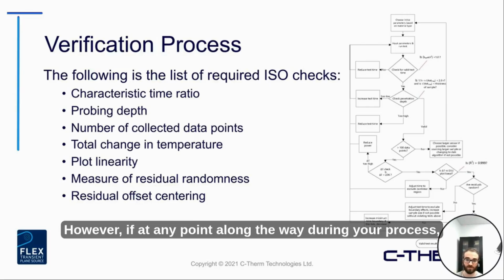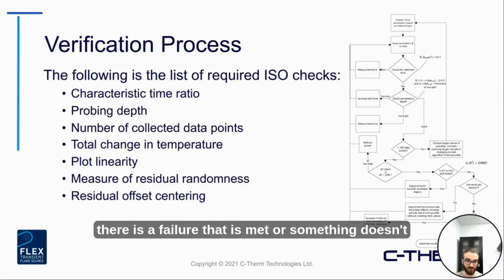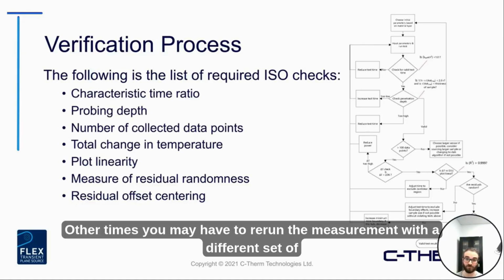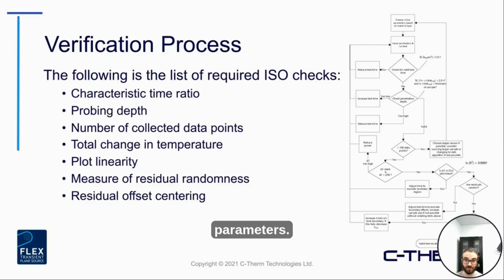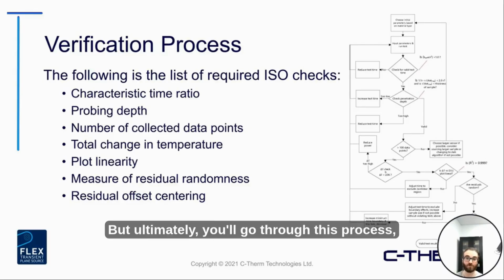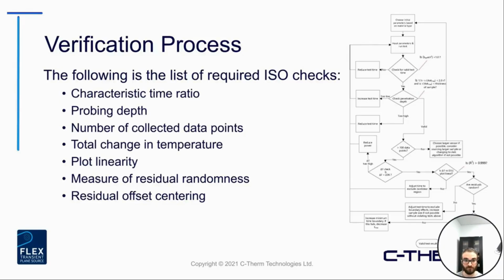However, if at any point along the way there is a failure, or something doesn't meet the minimum criteria or requirement, there may be an adjustment that you can make, perhaps looking at different regions of data. Other times you may have to rerun the measurement with a different set of parameters, but ultimately you'll go through this process from the very beginning all the way to the end in order to validate your measurements according, again, to that ISO standard.